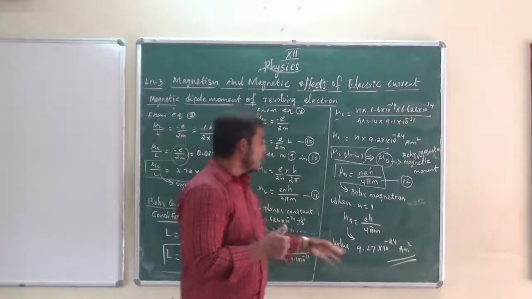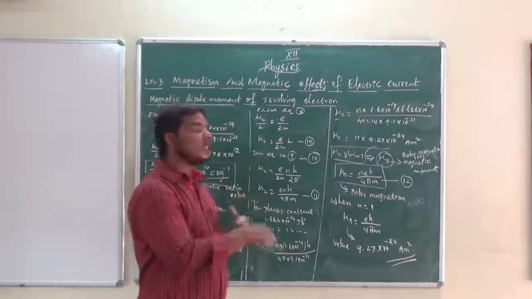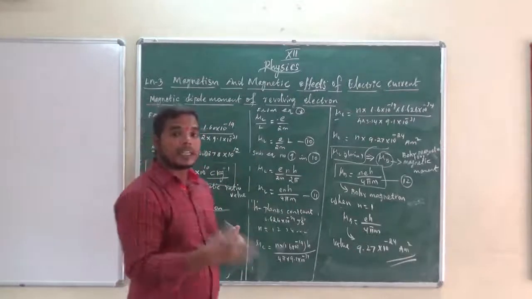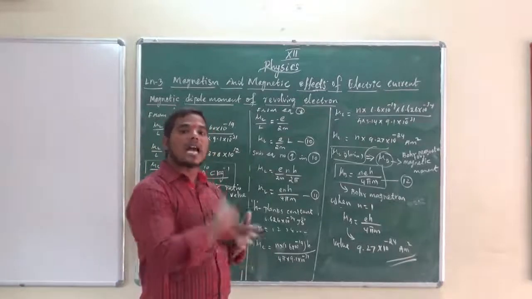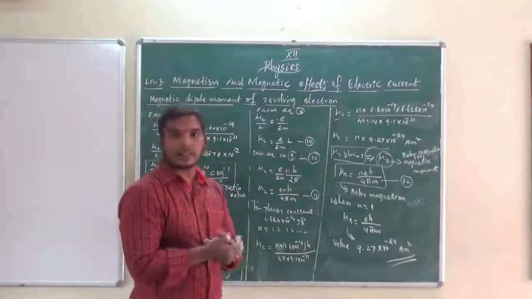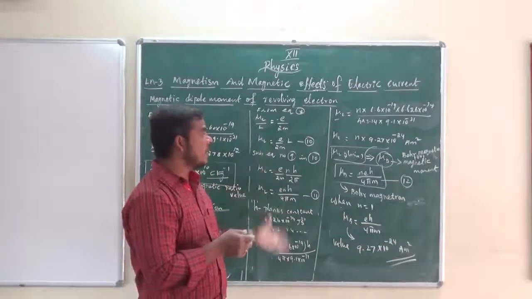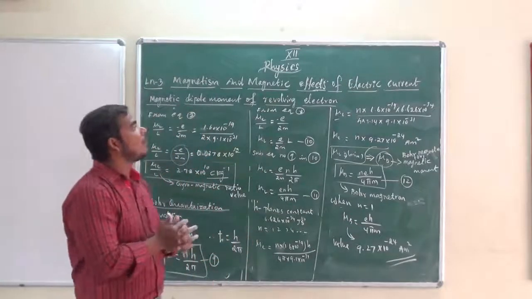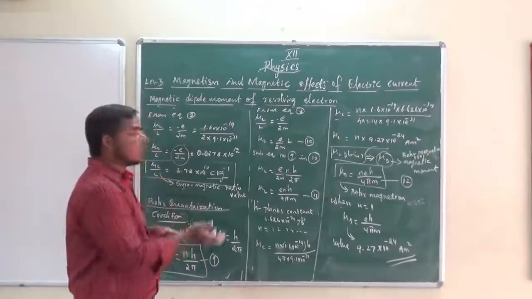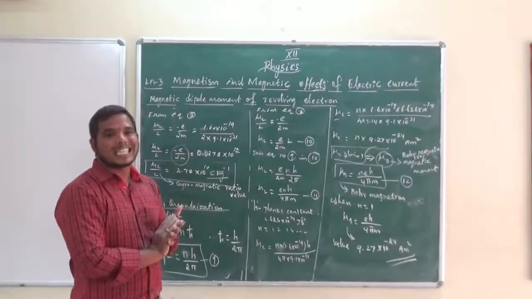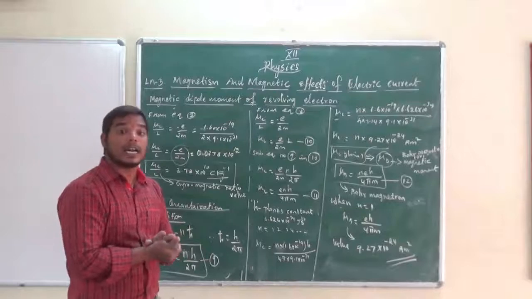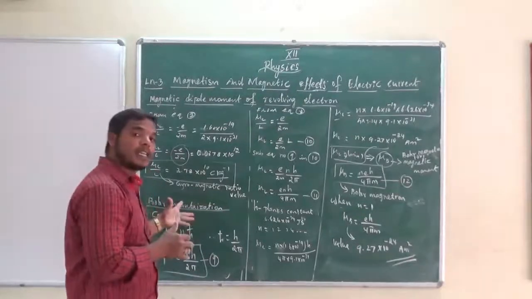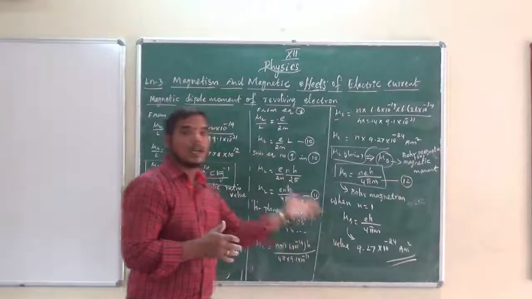Now see, when the electron revolves in the anti-clockwise direction, the current is clockwise. When the electron revolves in the clockwise direction, the current is anti-clockwise. This is the final statement. So, the magnetic dipole moment of a revolving electron: when the electron revolves around the circle, they give the current, and also the magnetic dipole moment, gyromagnetic ratio and Bohr magneton.